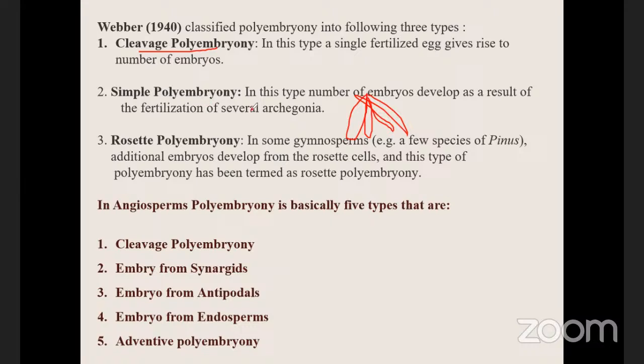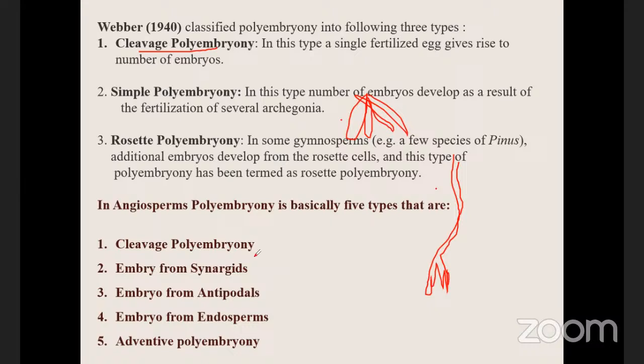You see simple polyembryony. This type of embryo develops as a result of fertilization, with several archegonia, several embryos, several egg cells. Rosette polyembryony is common in gymnosperms, especially in pines. Additional embryos develop in the rosette cells. While the embryo is developing in the rosette cells, it forms rosette polyembryony.